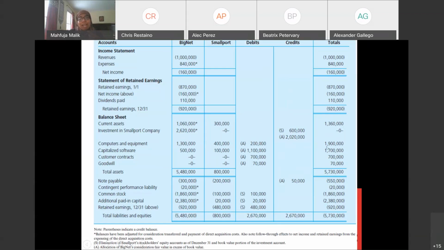Now, how about assets and liabilities? Assets reflect both parent plus sub, and sub's fair value. Liabilities reflect both parent plus sub's fair value. How about stockholders' equity? It reflects whose numbers? It's only the parent's number.